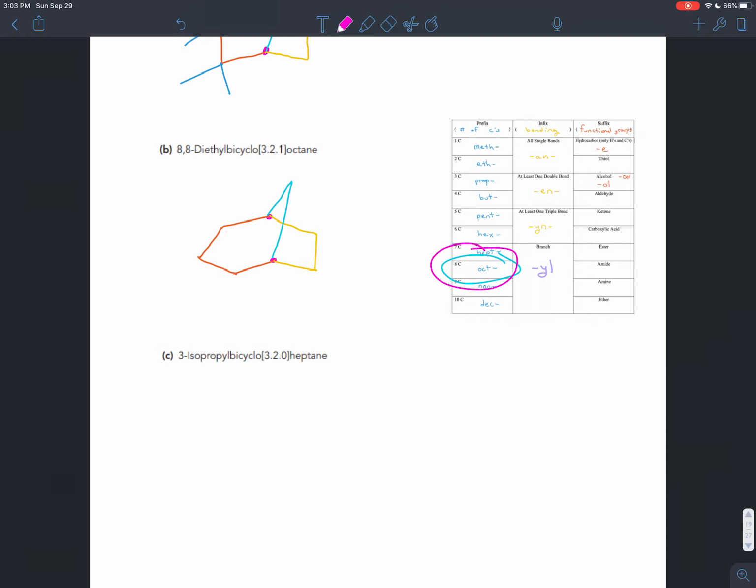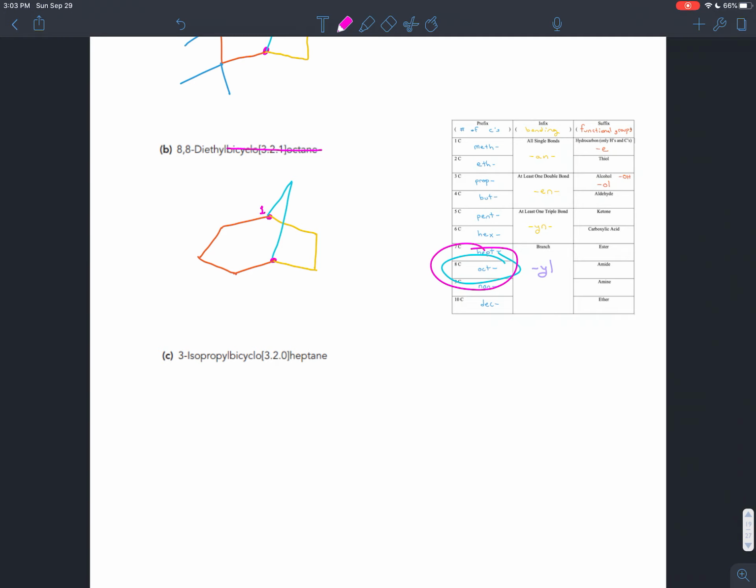Okay. Now, we have all single bonds, so the AN makes sense, hydrocarbons, so the E makes sense. So far we've taken into account the bicyclo-3,2,1 octane. We've drawn that. Now we just have to add in our branches. We have 2 branches, and they're both on carbon number 8.